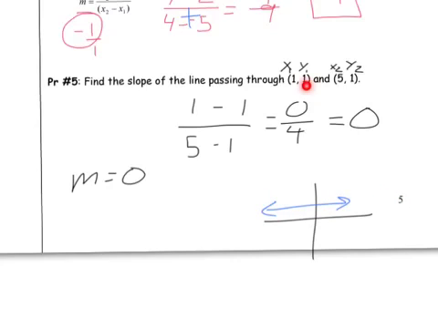Another thing you can check is if your y's don't change, then automatically the equation is just going to be y equals whatever that number is. Same thing if your x's don't change. Say if these x's were both 5s, then automatically it would just be x equals 5. Alright, let's go on to the next page.